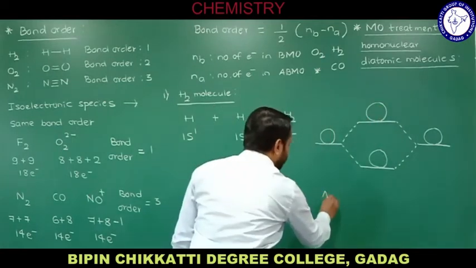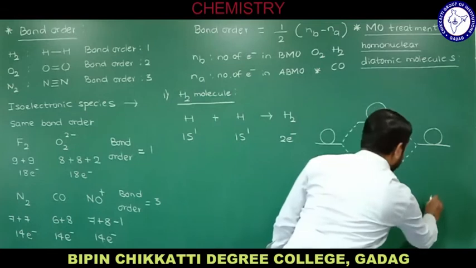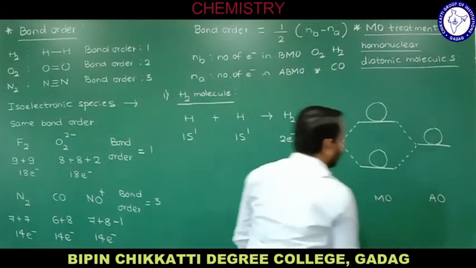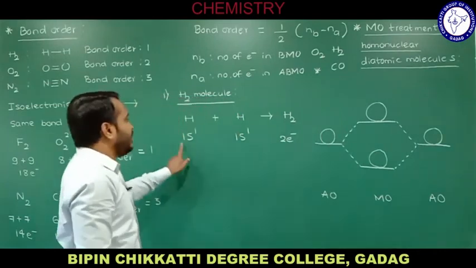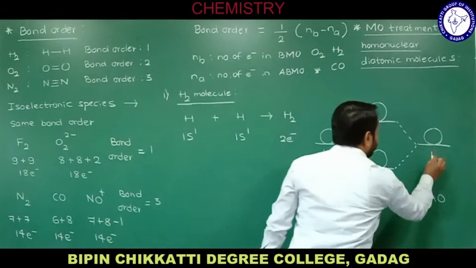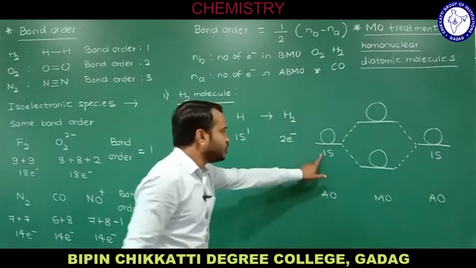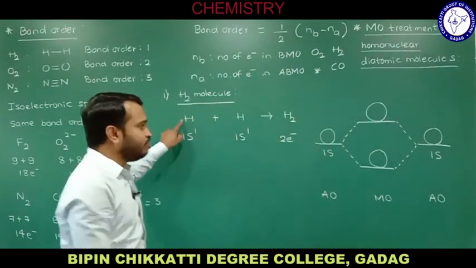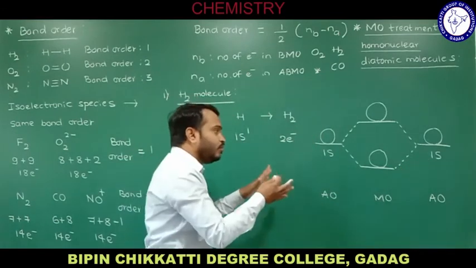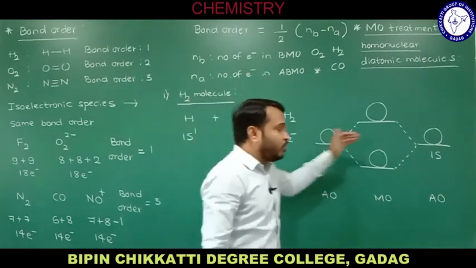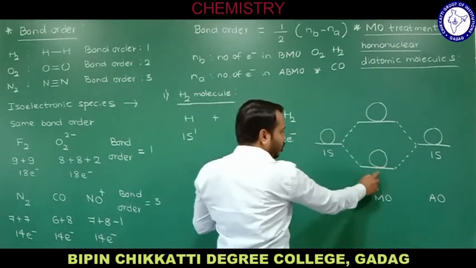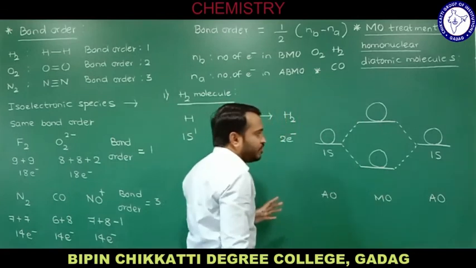As we know, this is an atomic orbital and this is also an atomic orbital. In the middle we have molecular orbitals. So this is the 1s atomic orbital and this is the 1s atomic orbital. Remember, this 1s is of this hydrogen atom and one more 1s is of this hydrogen atom. They are going to overlap. So when atomic orbitals combine, we get molecular orbitals. This is the bonding molecular orbital and this is the anti-bonding molecular orbital.